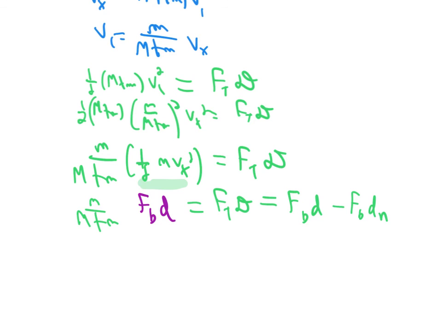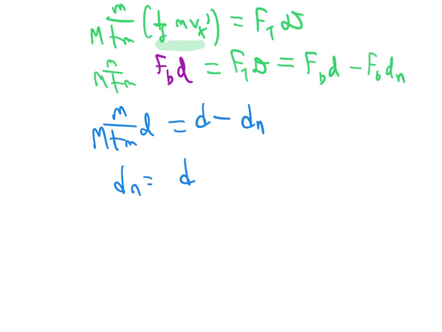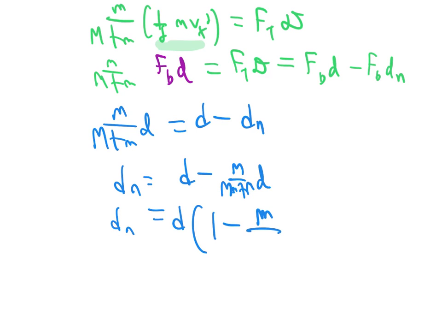The FB's cancel out. I guess that's nice. So we have little m over big M plus little m times d equals d minus d sub n. Now it's relatively easy algebra to say that d sub n is d minus the mass ratio times d. So we get that little d sub n is d times 1 minus little m over big M plus little m, something like that. And that gets us the d sub n in terms of the things we wanted.